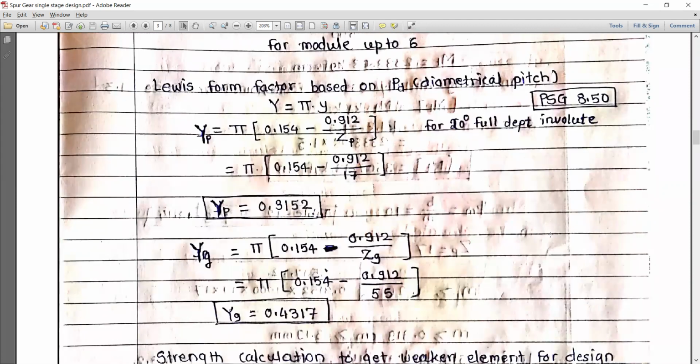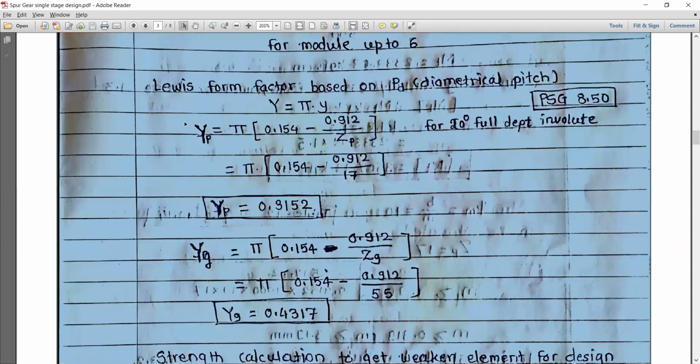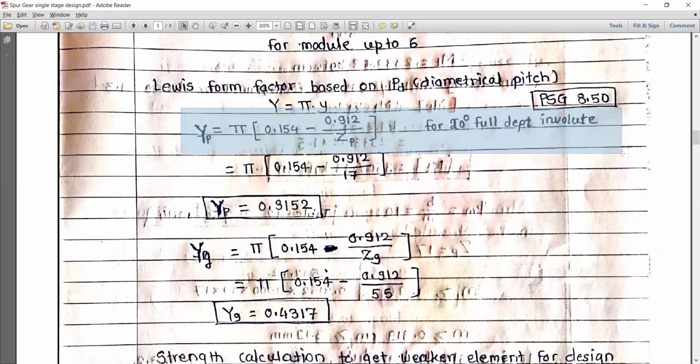Now next, we need to calculate the Lewis form factor. As we have already discussed how we can find out the weaker element, for that, Lewis form factor into the stress will give the exact strength. Okay, so for the Lewis form factor we can refer to page number 8.50, Y is equal to pi into small y. How can we calculate the value? For a 20 degree full depth involute, y is equal to pi into (1.154 minus 0.912 divided by ZP).